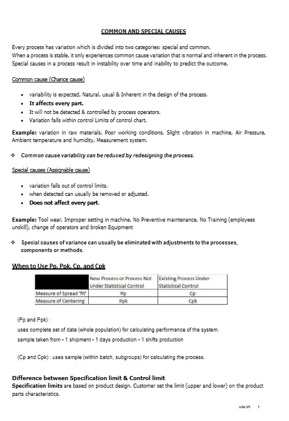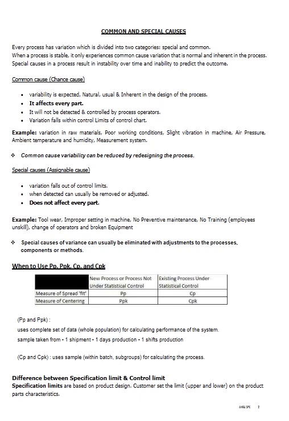When to use Pp, Ppk, Cp and Cpk. Pp and Ppk use the complete set of data for calculating performance of the system. Samples are taken from one day's production or one shift's production. Cp and Cpk use samples within batch subgroups for calculating the process.